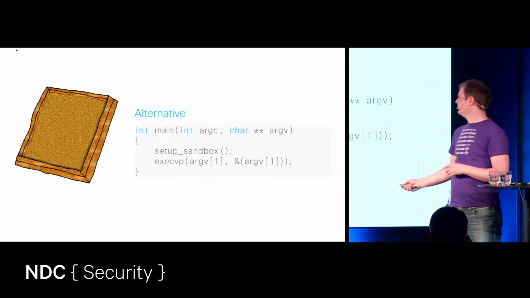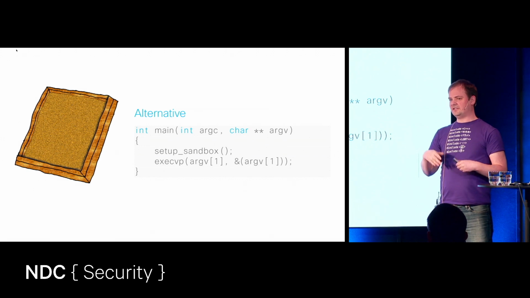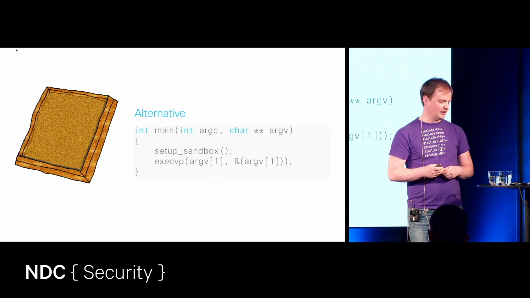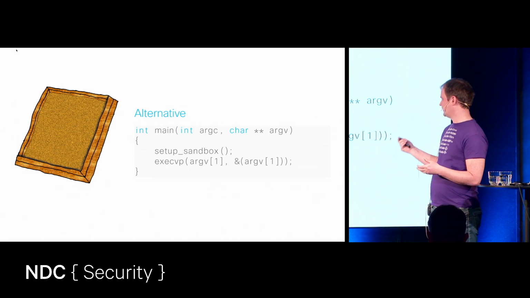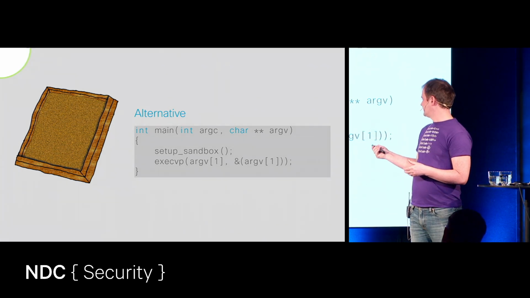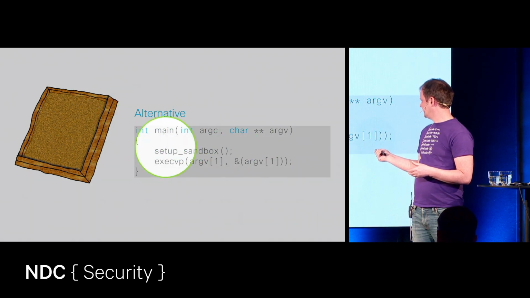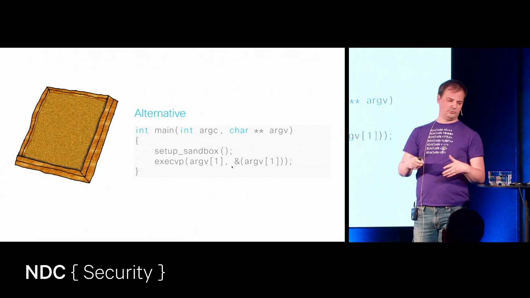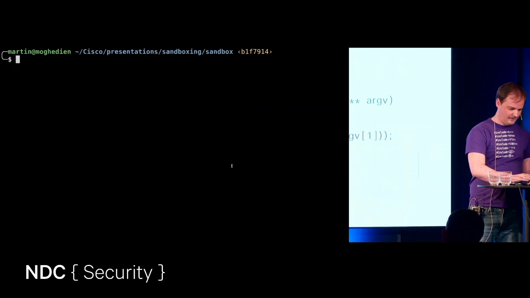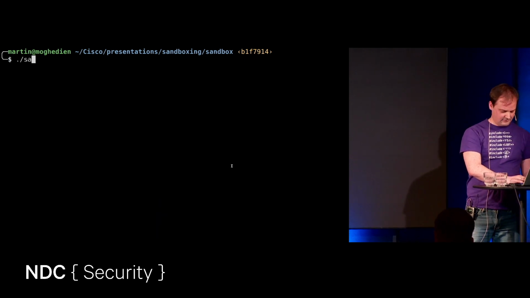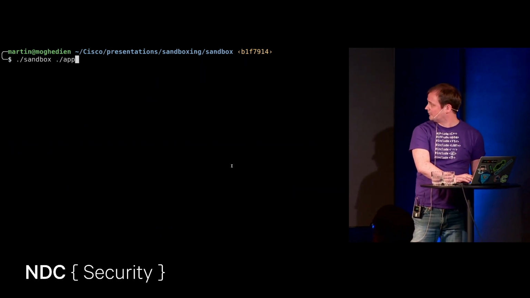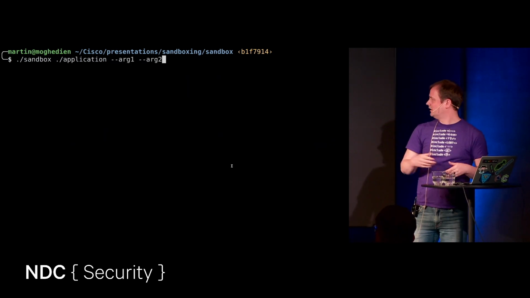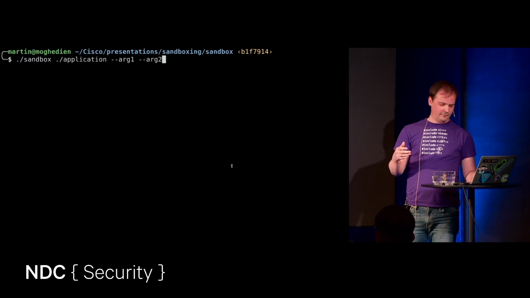Let's get to some code. There's a couple of ways you can set up a sandbox, that you can start a sandbox. And in the initial version of my talk, this is what I did. Basically did some setup, and then I exec the next argument. So I could run it like sandbox, application, and arguments. This is what I did for the first one.